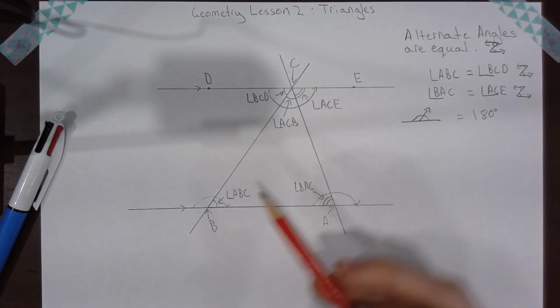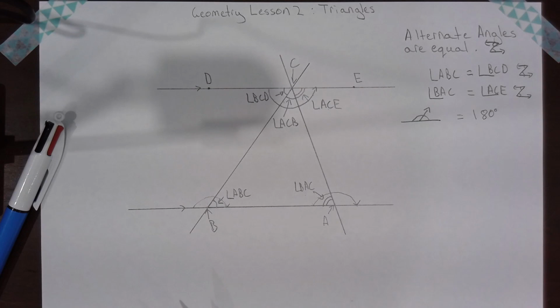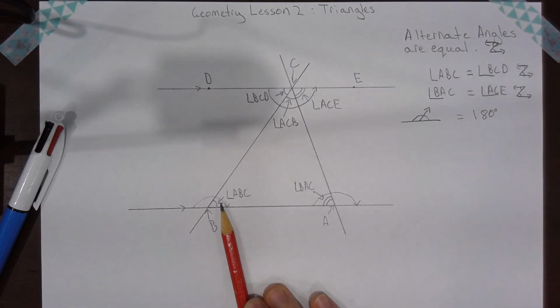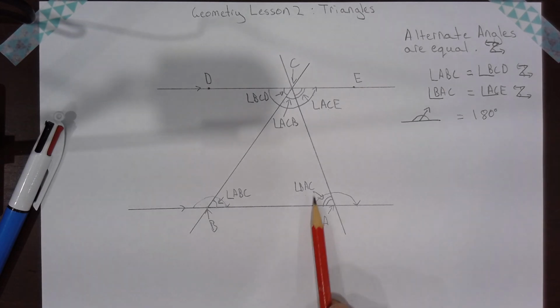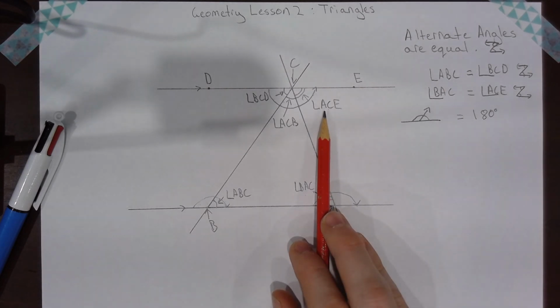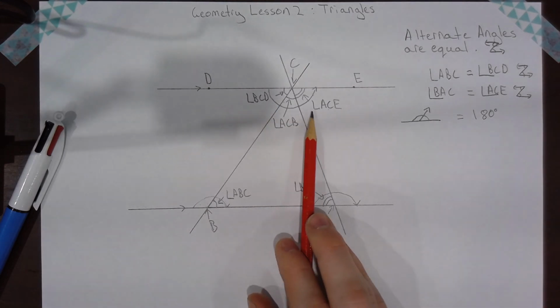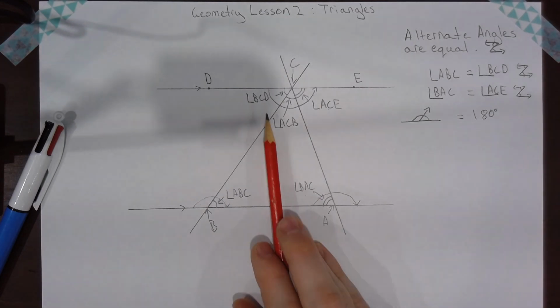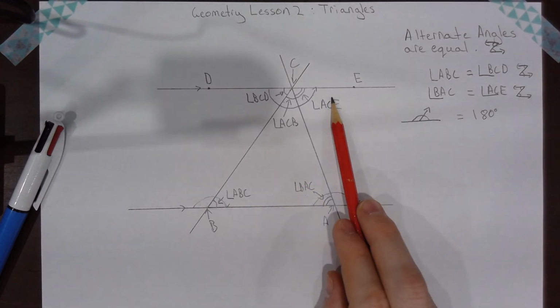I'm going to say that again. We know that angle ABC is the same as angle BCD. And we know that angle BAC is the same as angle ACE. And we know that angle BCD and angle ACB and angle ACE all add up to 180. So instead of using this one and this one, we could just as easily use these bottom two, because these two are the same and these two are the same. Which means that angle ABC and angle BAC and angle ACB add up to 180.